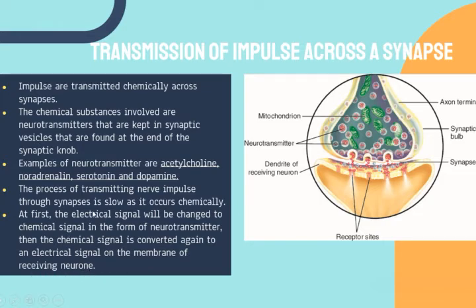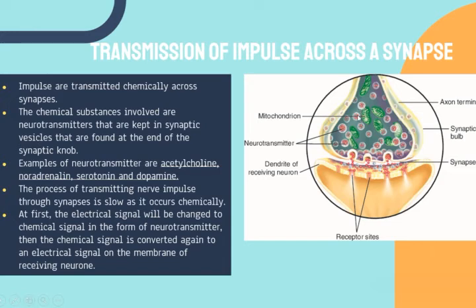Okay, so at first, the electrical signal will be changed to chemical signal. When the electrical signals or the nerve impulse reach the synaptic knob here, the electrical signals or the nerve impulse will be converted into what? Into chemical signals, in the form of neurotransmitter.